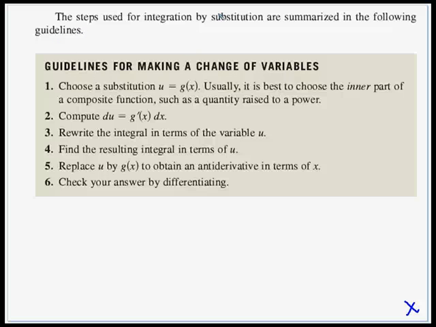So the steps used for integration by substitution are summarized in the following guidelines. Choose a substitution, u, for your inner function, g of x. Usually it's best to choose the inner part of a composite function, such as a quantity raised to a power. Compute du, which is equal to g prime of x dx. Rewrite that integral in terms of the variable u. Find the resulting integral in terms of u. Replace u with g of x again to attain the antiderivative in terms of x. And if you want, check that answer by differentiating.